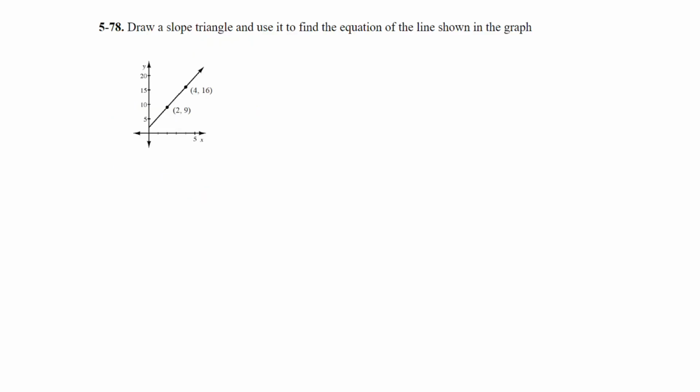Question 78, draw a slope triangle and use it to find the equation of the line shown on the graph. So to write an equation of a line, we need the starting value and we need the slope. So if we do a slope triangle here, all right, how much is the y changing? Well, you're going from 9 to 16, so that's a positive change of 7. And then on the x value, you're going from 2 to 4, that's a positive change of 2. So the slope is the change of y over the change of x, which would be 7/2 or 3.5. Now, we need the starting value.